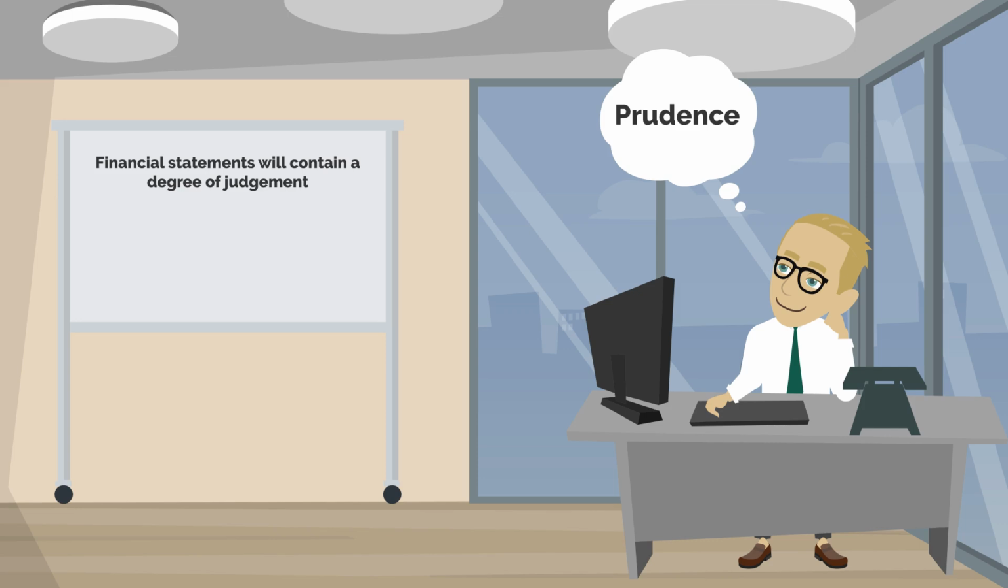Prudence concept. Levitt Walmsley Associates says financial statements will always contain a degree of judgment and estimation, and prudence is the exercise of caution where such judgments and estimations are concerned. By exercising prudence, assets and income will not be overstated, and conversely, liabilities and expenses will not be understated. The prudence concept ensures we avoid presenting a misleadingly optimistic view of a project's financial situation.